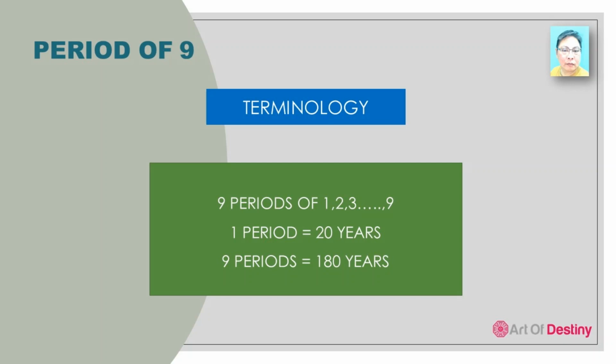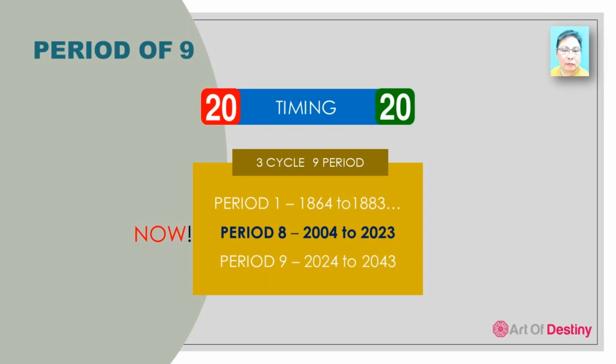There is actually more information about it, but I'm not going to dwell too much on the basics because it's only usable for practitioners. What you want to understand at this point is that one period is 20 years. That's the most important thing I want to tell you. The period of 1 started way back in 1864. Then it went on for 20 years till 1883. After 1883, you continue with periods 2, 3 and 4, and it went on until now.